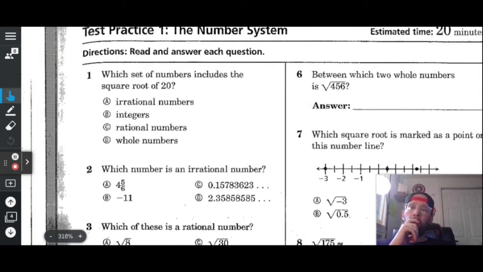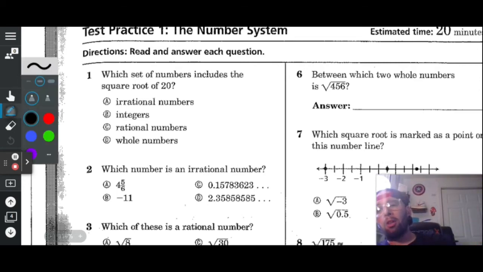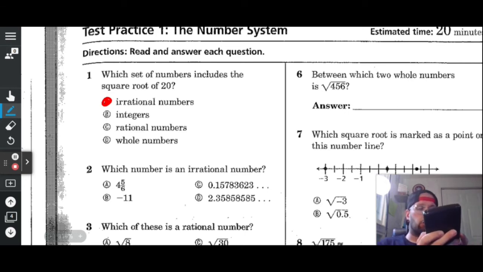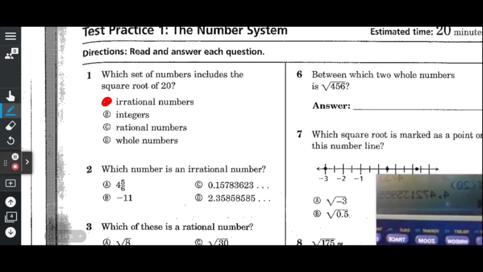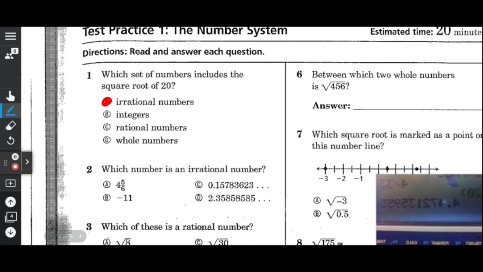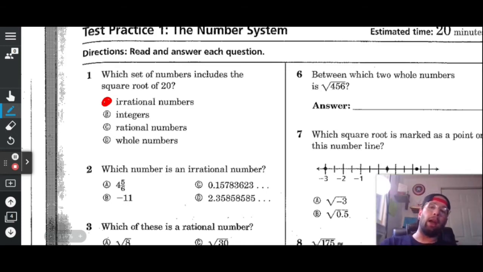Which set of numbers includes the square root of 20? 20 is not a perfect square. I don't know the square root of 20. So if I take the square root of a number and I don't know what that is, it's going to be a terrible number. And if it's going to be a terrible number, I only have one option, and that one option is irrational number. The square root of 20, according to Mr. Calculator here, is terrible. It goes on forever. It has zero pattern. So that's an irrational number.